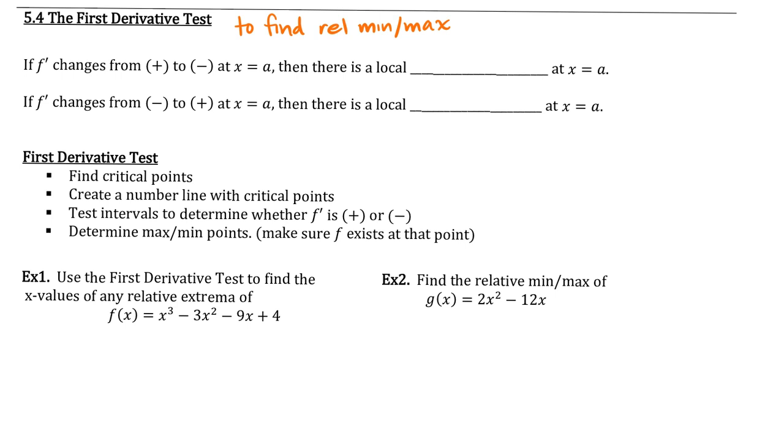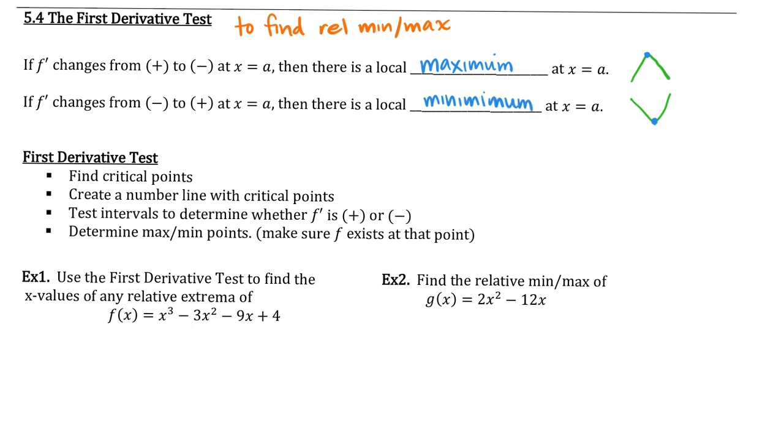So if f prime changes from positive to negative, so think of f prime, the slope of f changes from positive to negative, then there's a relative maximum or a local maximum at x equals a. If f prime changes from negative to positive, so the slope changes from negative to positive at x equals a, then there's a local minimum or a relative minimum at x equals a.